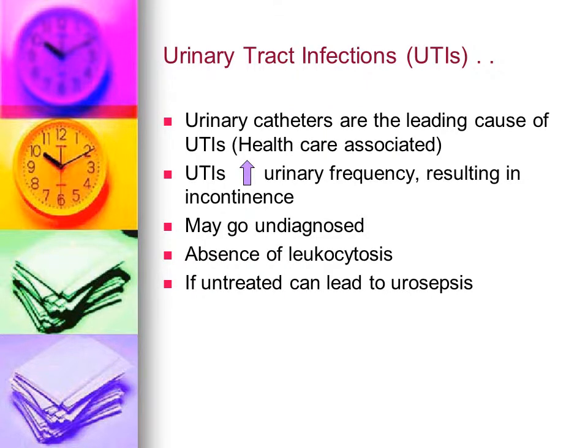Urinary tract infections go undiagnosed because there may be an absence of dysuria, or painful urination, and also an absence of leukocytosis. Older adults' susceptibility to all infections is due to the suppressed immune system that comes with aging.